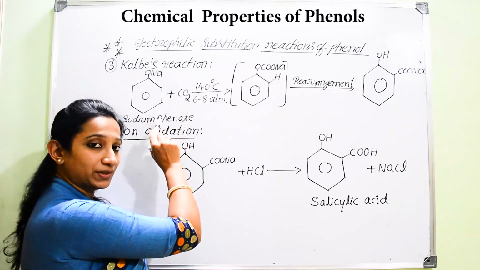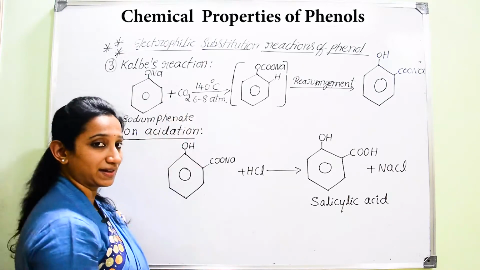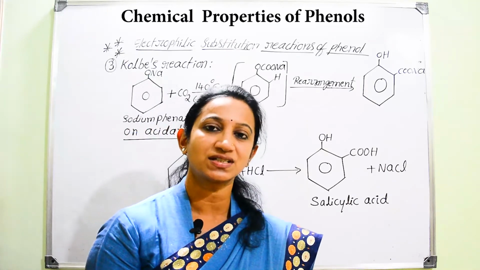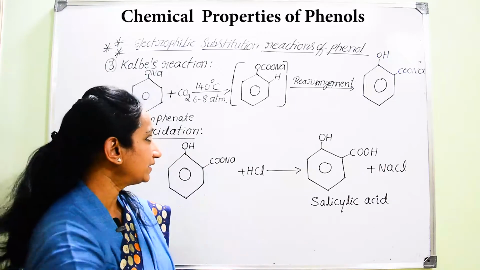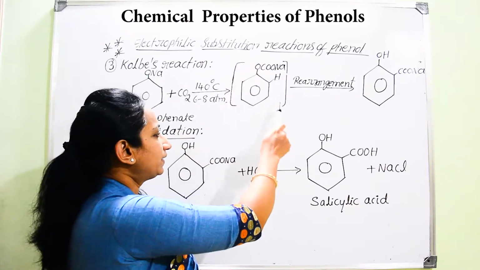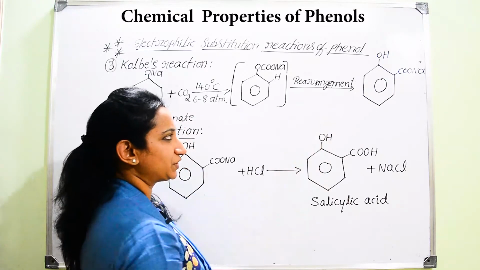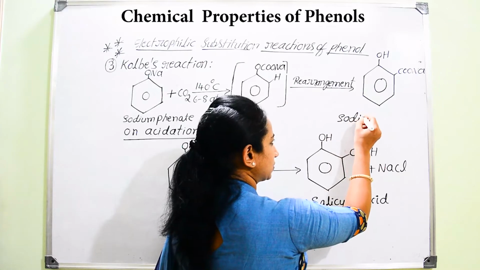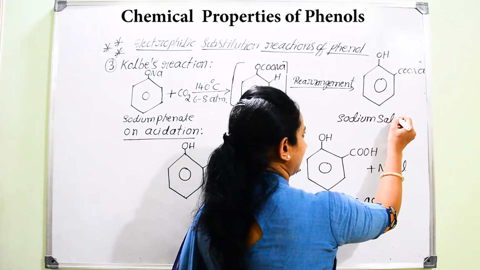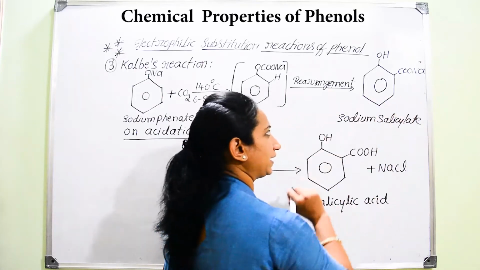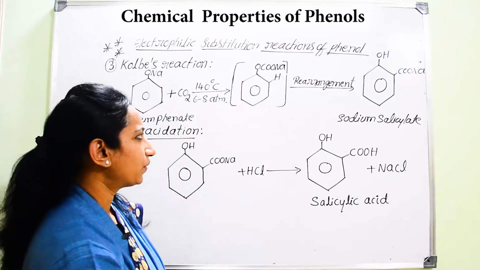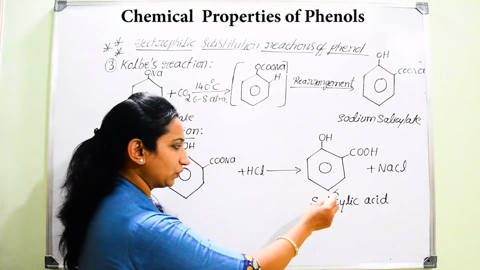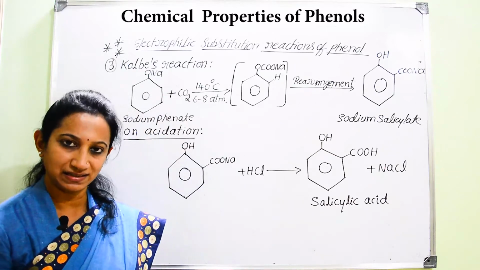Now, this sodium phenate is heated with carbon dioxide at a temperature of 140 degrees Celsius, and we should maintain a pressure of 6 to 8 atmospheres. At these conditions, you are going to get conversion into the product, which is sodium salicylate. Once you get the sodium salicylate, on further acidification you are going to get conversion into salicylic acid.